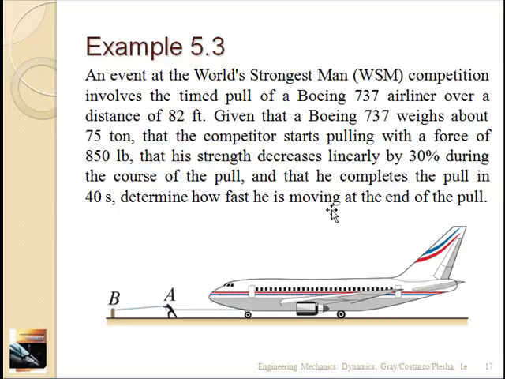So let's look at some examples. The first one is a world's strongest man competition, where a guy attaches a rope to a jet and pulls on it, and it's a Boeing 737. He pulls it over a distance of 82 feet. It weighs 75 tons. The competitor can apply a force of 850 pounds at the beginning, and then he gets tired, and his strength decreases linearly by about 30% over the distance traveled, and it takes him 40 seconds to do this. So the question is, how fast is the airplane moving at the end?